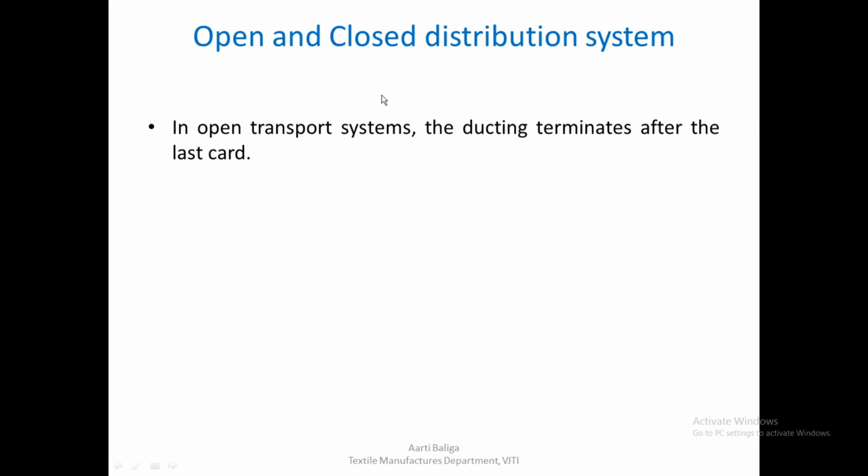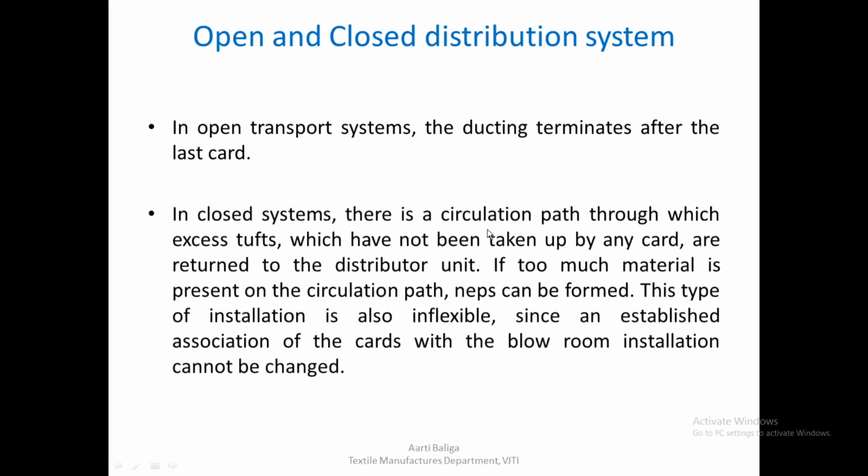Now we have seen the various types of chute feed systems. Now we look at what we mean by open and closed distribution systems. In an open transport system, the ducting terminates after the last card. In the closed system, there is a circulation path through which excess tufts, that is, material not taken up by any card once the cards are all fed, keep circulating and are returned to the distributor unit.